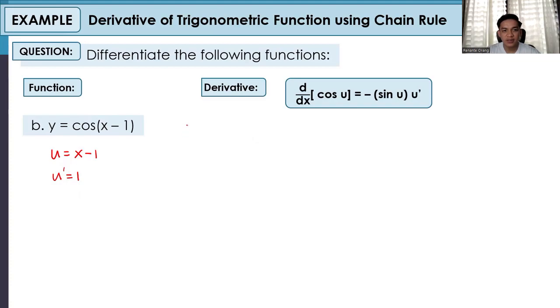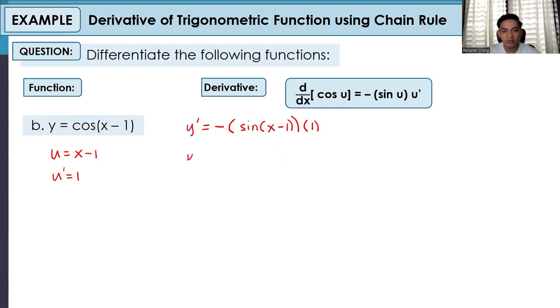So, let us proceed in deriving our y, that is y prime, is equivalent to, kalagay dito, cosine u is magiging negative sine u. So, ilagay natin negative, open parenthesis of sine. Then, u po natin is x minus 1. So, ilagay natin open parenthesis, x minus 1. Close parenthesis, close parenthesis. Next thing nakalagay dito is u prime. So, multiply po natin si u prime, which is 1. So, we're done in differentiating.